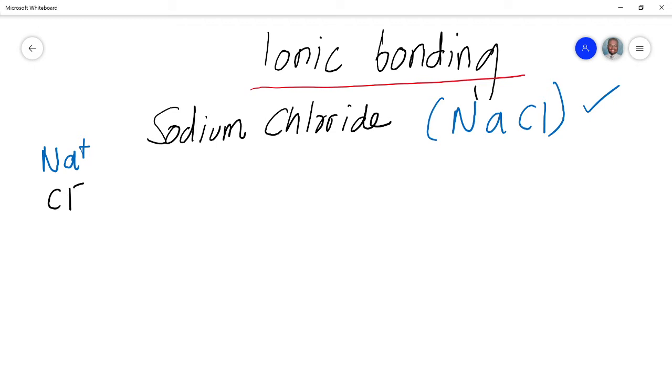Now let's look at the outer electron, the valence electron, because like I said before, it's the last electron that is absolutely critical in this bonding process. If you look at sodium in the periodic table, its atomic number is 11, and the electronic configuration is 2, 8, 1. In other words, it has 1 electron in the last shell.